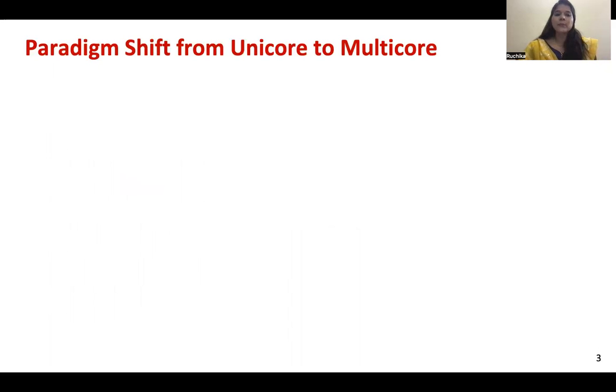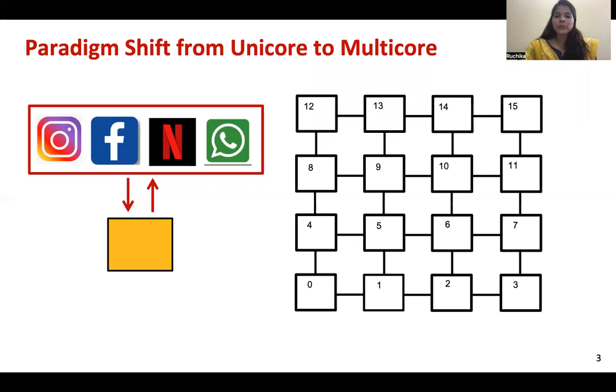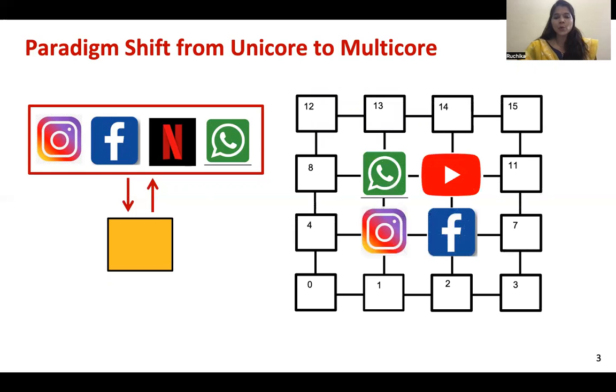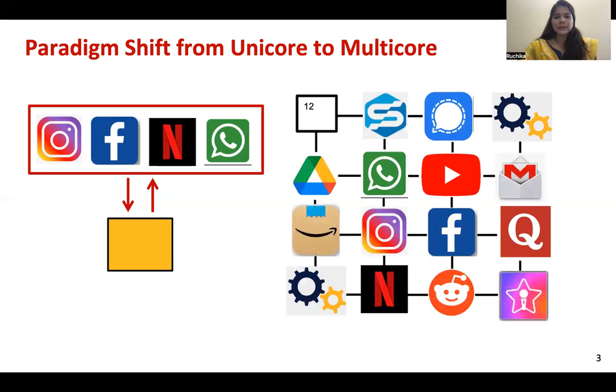First, let's talk about the paradigm shift from unicore machines to multi-core machines. In a unicore system, we have a single resource that is shared among all the applications based on the well-established principle of context switching. While in multi-core machines, we have multiple cores. Each core runs dedicated applications, while some of the cores also run the system software to provide the environment.